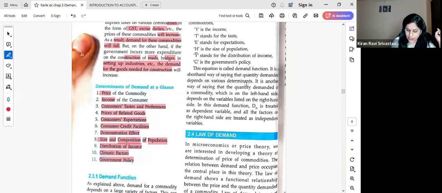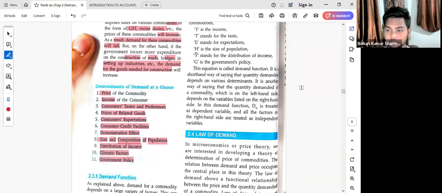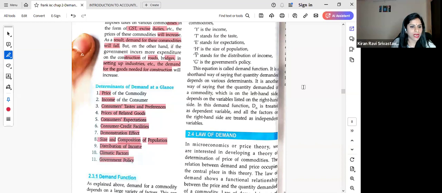Price increases, demand decreases. Price decreases, demand increases. Inverse relationship. Second, income of the consumers. Generally when income of the consumer increases, the demand increases.